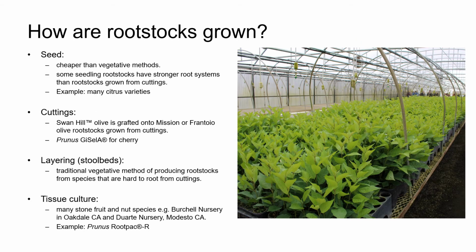Rootstocks are grown using several of the propagation methods that we've discussed in earlier modules: from seed, cuttings, layering, or tissue culture. Seedling rootstocks are cheaper than rootstocks produced by vegetative methods because there's usually less labor involved. Seedling rootstocks of some species may be preferred by some growers. For example, they may have stronger root systems than vegetatively produced rootstocks.